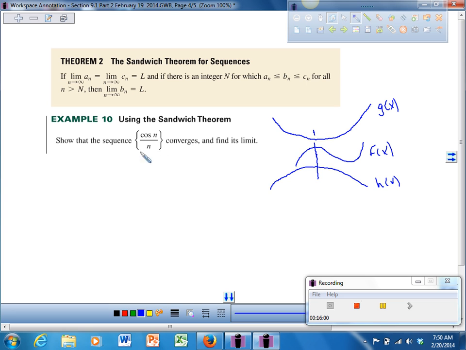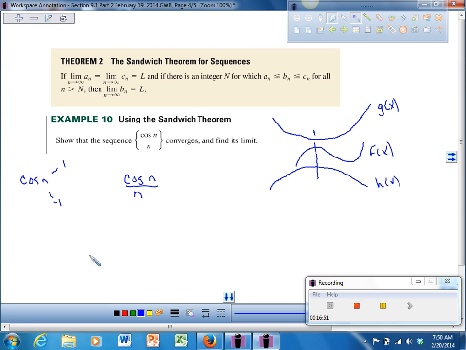All right, cosine n. Show that the sequence cosine n over n converges and find its limit. All right, so cosine n over n, what we need to do is try and think of a function that is always above cosine n over n and another function that is always below cosine n over n. Well, what do we know about cosine? Cosine bounces between what? Cosine n bounces between 1 and negative 1.